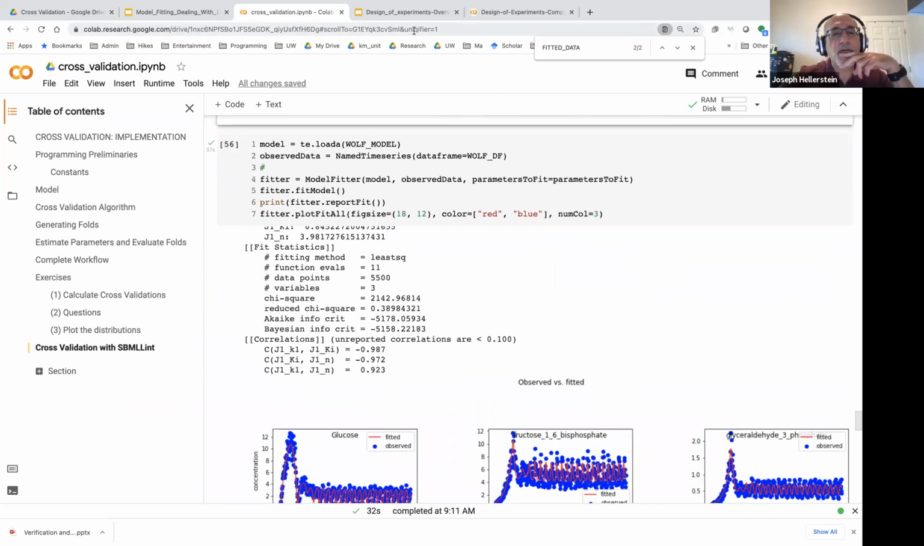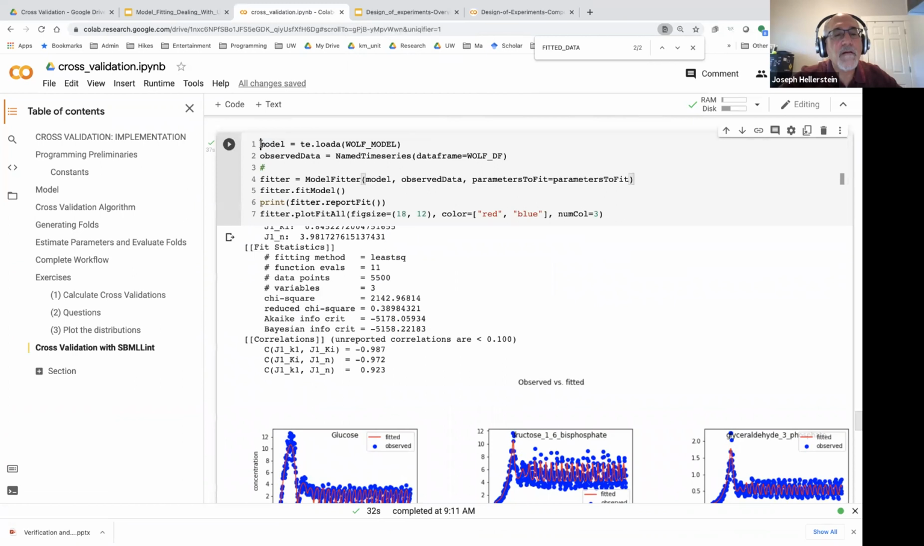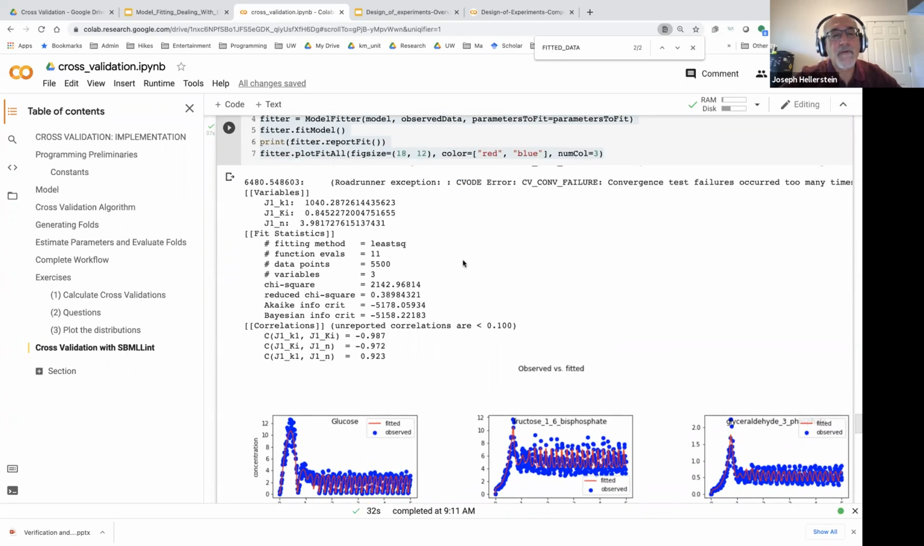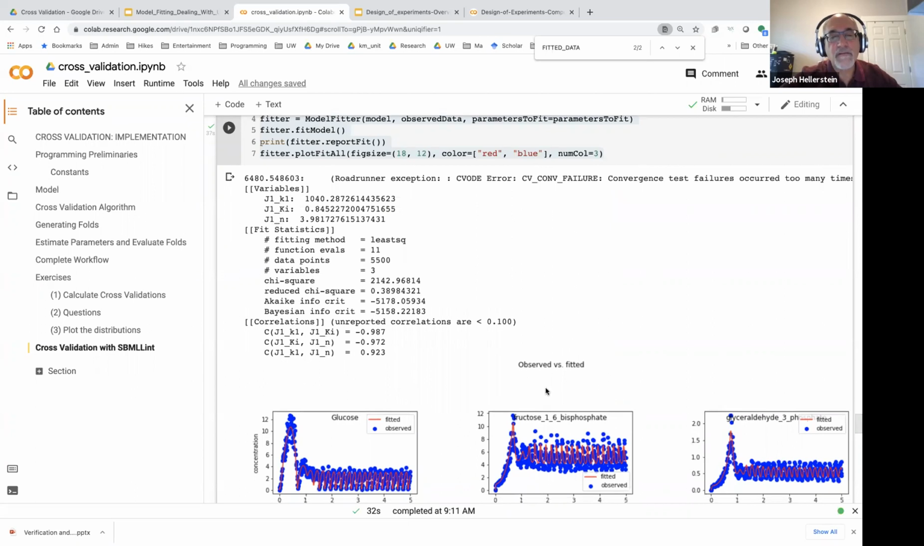If you look at this whole section up to here, this is what you did on Tuesday. You gave it the model, the observed data, the parameters to fit. You got this fitter object. You said, okay, go ahead and fit. Then give me a report and then plot it. And this is the output of that. Here's the report, and then here's the plot over here.